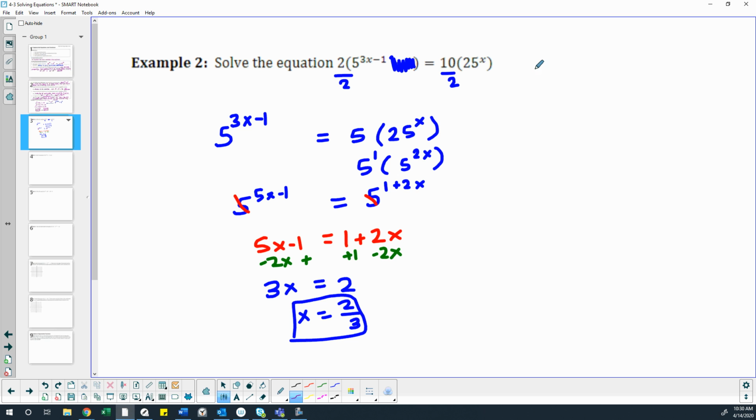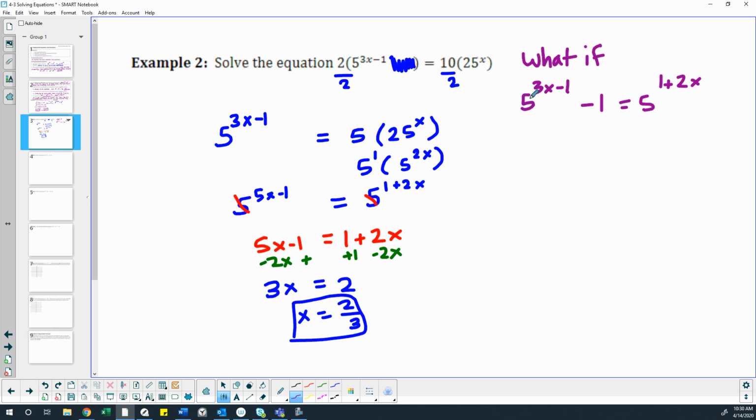Just for fun though, what if this actually was right, and it actually was the other way with the typo that I hid in there? 5 to the 3x minus 1, and then there was a minus 1 here, equals 5 to the 1 plus 2x. So what we can do, I'm trying to think if this would actually work.